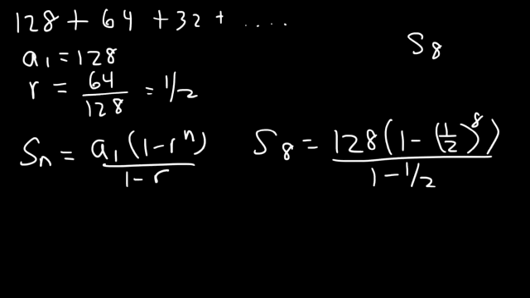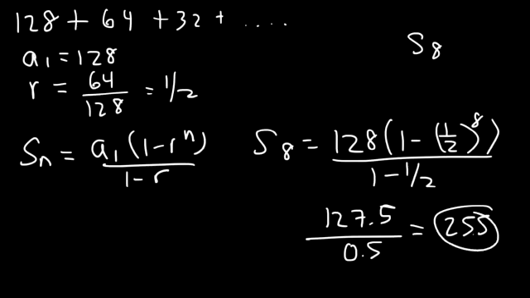And you could divide that and turn that into a decimal, which is like 0.99609375. Let's multiply that by 128, which is 127.5. 1 minus 1/2 is basically 1/2. So 127.5 divided by 0.5 is 255. So that is the answer. But now let's go ahead and confirm it.